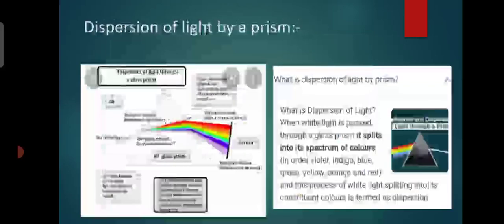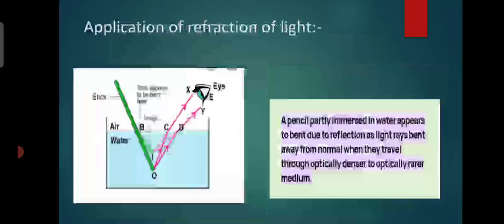Next, dispersion of light through the prism. What is dispersion of light by prism? When white light is passed through a glass prism, it splits into a spectrum of lights in order: violet, indigo, blue, green, yellow, red. This process of white light splitting into its constituent colors is termed dispersion.